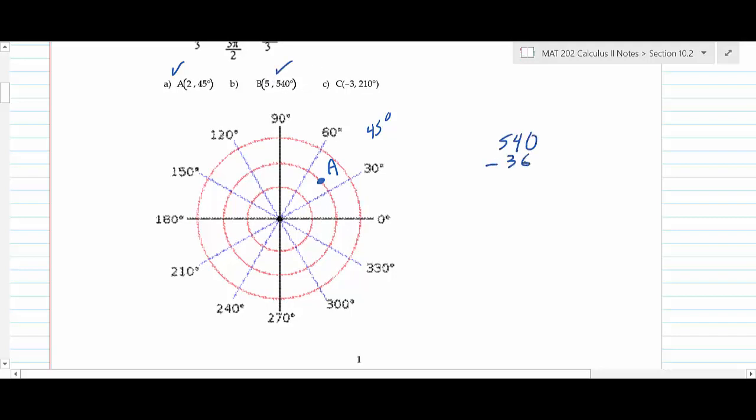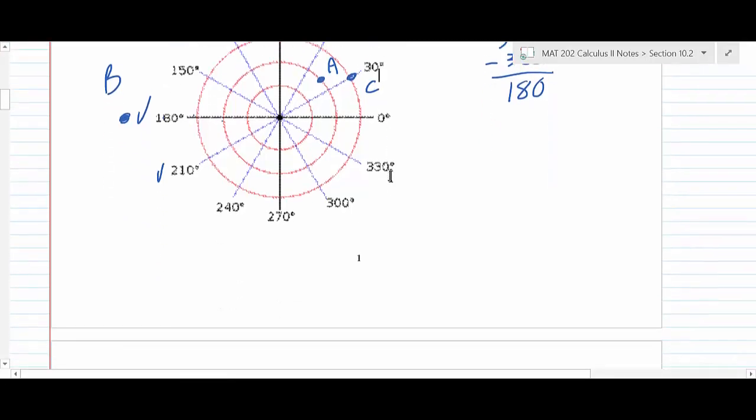Okay, 540. If you subtracted 360 from 540, you'd get 180. So for all practical purposes, you're there. And then you would just go out to the 5th circle. So 1, 2, 3, 4, 5, we'd be out there somewhere, wherever the 5th circle is. Okay, then the next one's 210. Now, which way do you go if it's a negative radius? Do I go towards or away? I go away. So that would be like that. So that's all there is to plotting points. You guys remember learning that at one point in time?